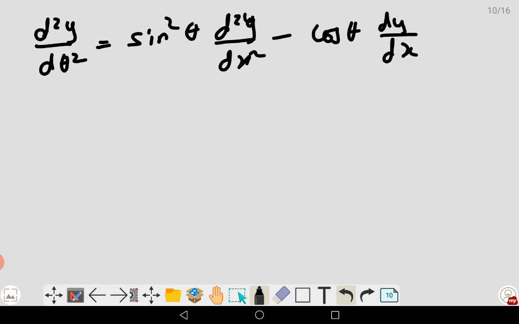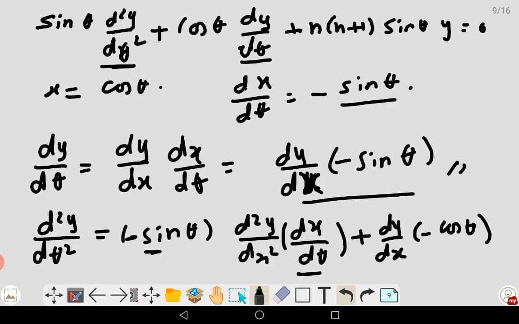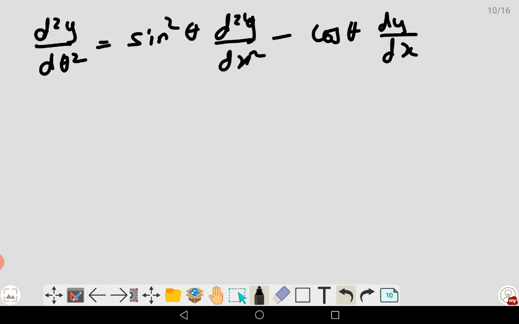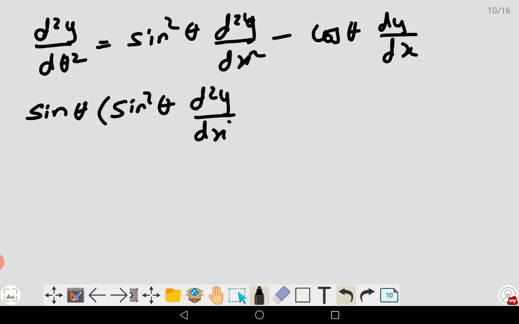dy by dx. Okay, we will use all this in the equation number 1. This is our equation number 1, isn't it? Sine theta d square y by d theta square. So sine theta, multiply sine theta here. Sine theta, the d square y by d theta square, what do we take? Sine square theta d square y by dx square minus cosine theta dy by dx.